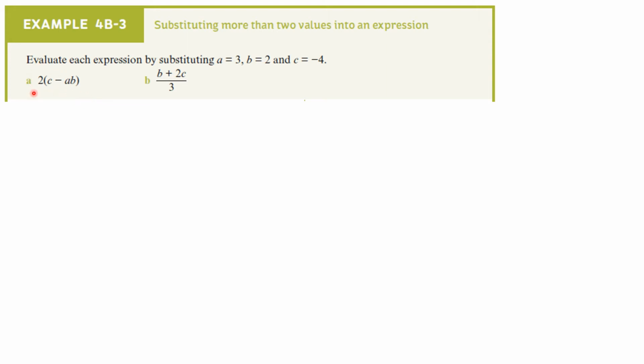Looking at question A, I have 2 and a bracket, C minus AB, close bracket. AB, that's A times B. This 2 is multiplied by everything in this bracket. All right, let's have a look.